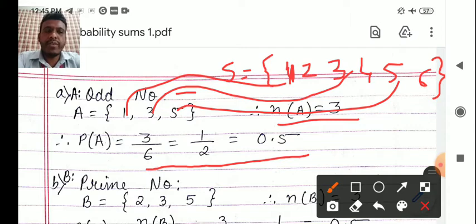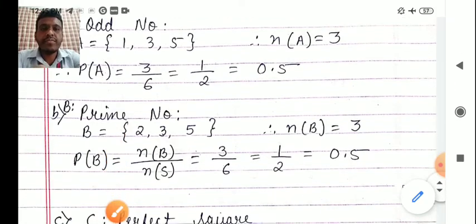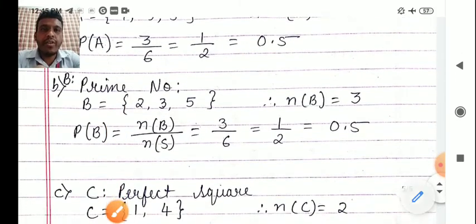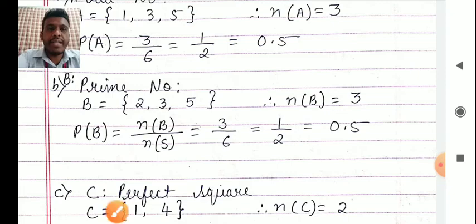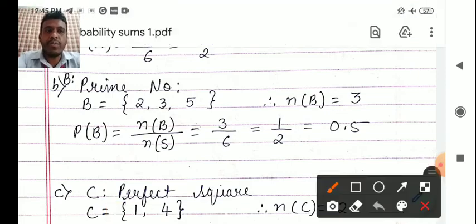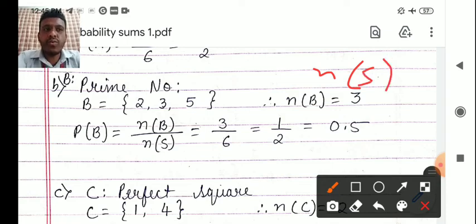This was similar to the previous problem which we have solved. In the previous problem we had taken even numbers. Here we have taken odd numbers. So let's move ahead. Remember, n(S) is 6 and that remains the same for this entire problem. So n(S), we know that it is 6. So no need to write the sample space again and again.